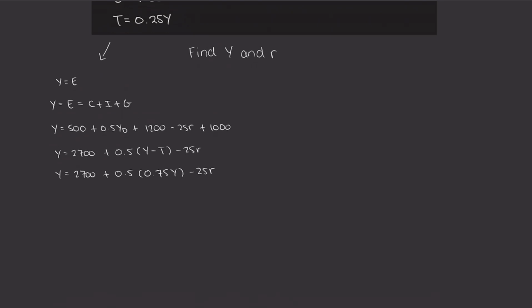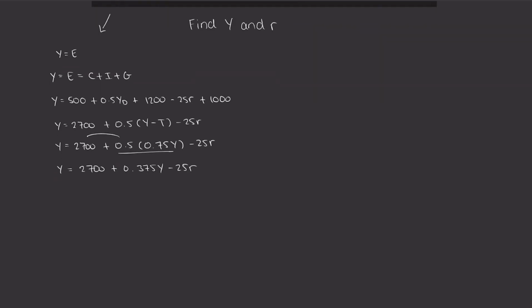So what we're going to want to do is multiply this out and bring it to the other side, and then leave y by itself. Okay, so now we do 0.5 times 0.75. That's 0.375. So that would equal 2,700 plus 0.375y minus 25r. Right, we've got to that point, and like I said earlier, we just need to subtract the 0.375y from both sides, so we get this.